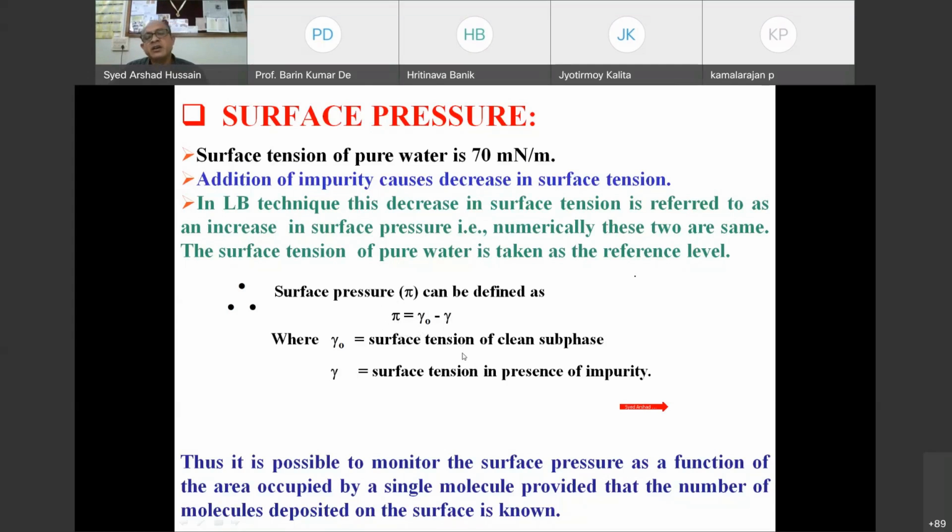Depending on the number of molecules on the surface, this value changes. So if one has an idea about the number of molecules and the total area, that is the area per molecule, and can measure this change in surface pressure, then one can get an idea about the organization or interactions in the system. So in LB systems, we measure these things.